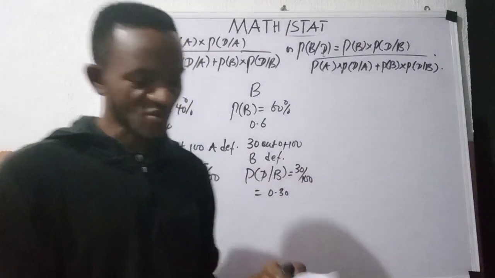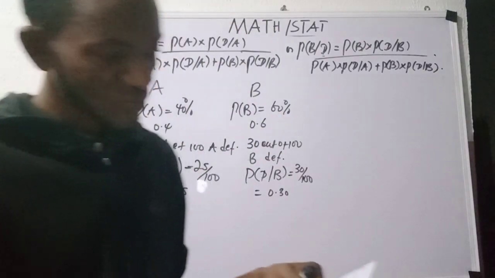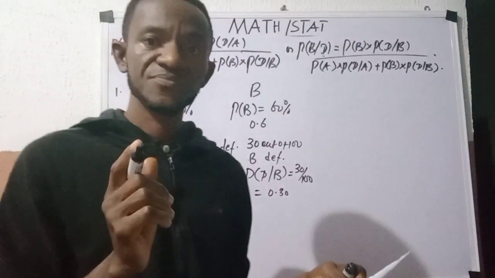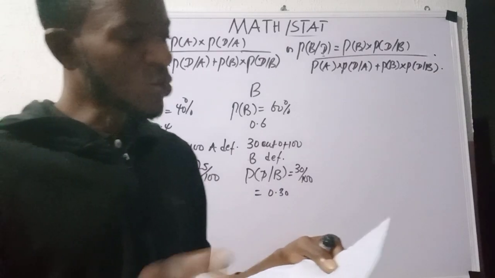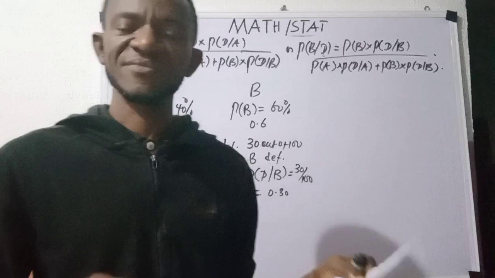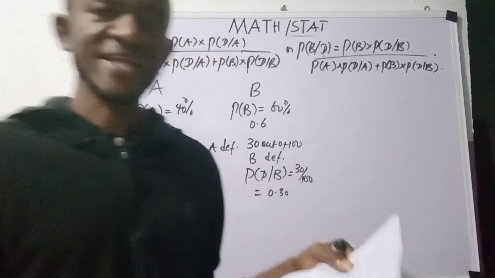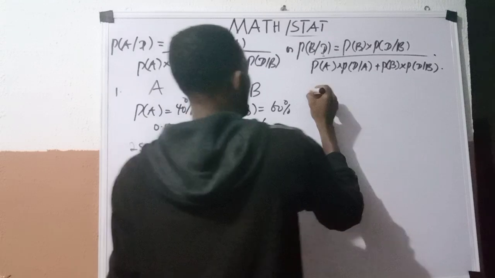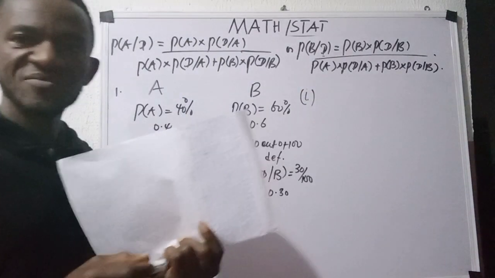Then they go ahead and ask me a question. The question they asked me is this. Number one, obtain the total probability of selecting a defective item. The total probability of selecting a defective item.